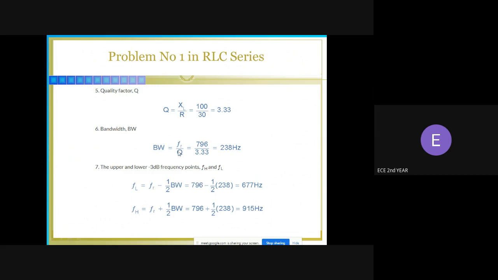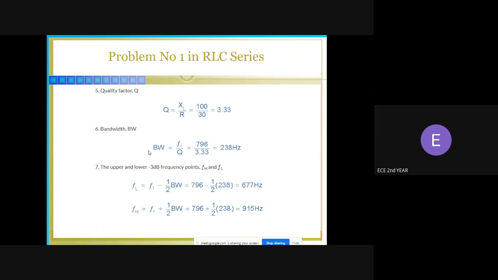So bandwidth is equal to resonance frequency divided by quality factor. The resonance frequency is 796, divided by the quality factor 3.33. So bandwidth is 238 hertz, right? From that we have the bandwidth, and we need to find the upper cutoff frequency and the lower cutoff frequency.